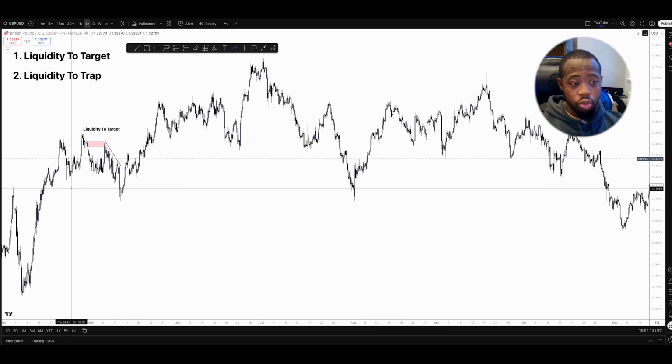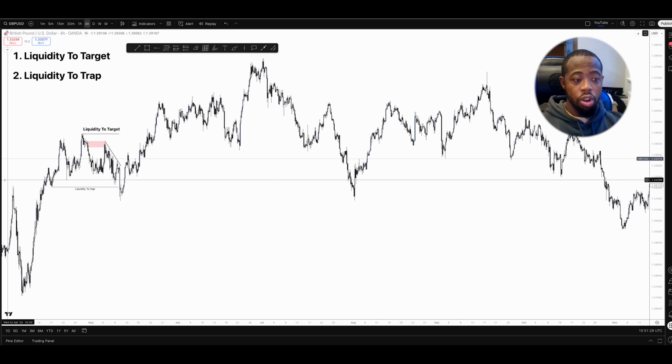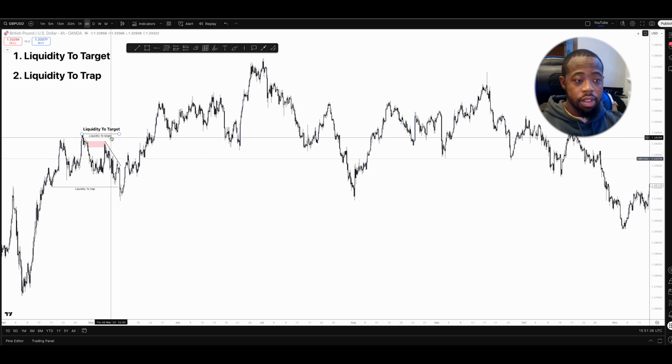All right. So this would be our what? Liquidity to trap. All right. So we've got liquidity to trap, and we've got our liquidity to target. And that is that. It's that simple. Liquidity to trap, wait for this to be trapped. Then you aim for the liquidity to target, which is the high of all of this liquidity that has been built up. Simple as that. Easy.